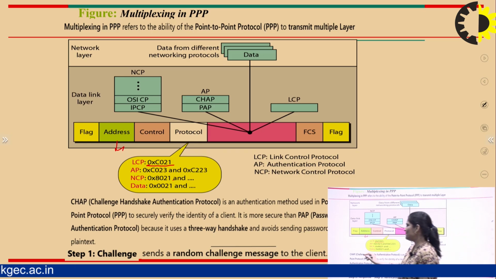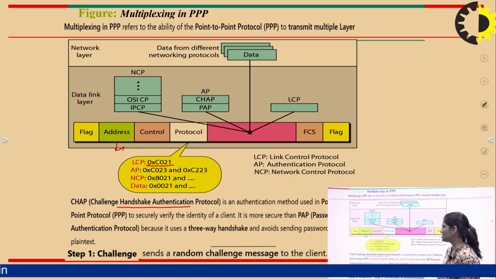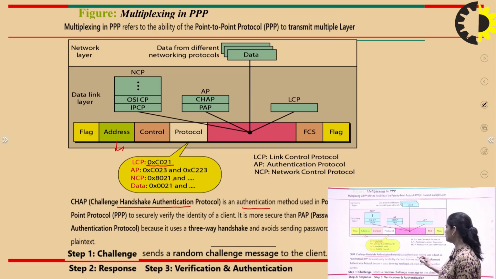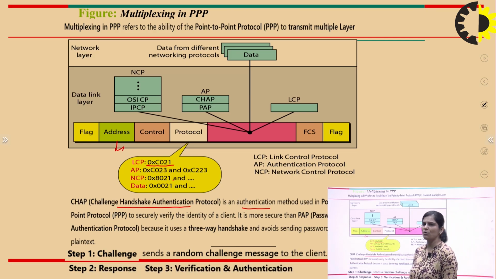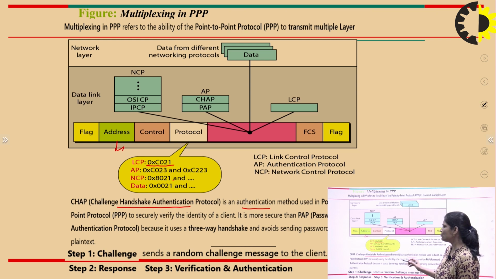CHAP is Challenge Handshake Authentication Protocol. It is an authentication method used in Point-to-Point Protocol, which is used to securely verify the identity of a client. It is more secure than PAP, which stands for Password Authentication Protocol, because it uses a three-way handshake and avoids sending passwords in plain text.